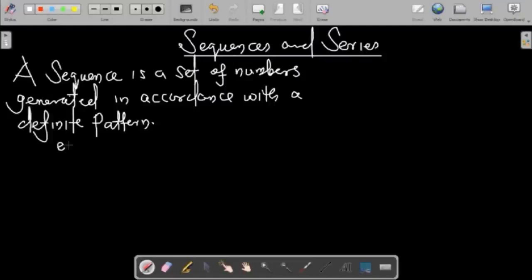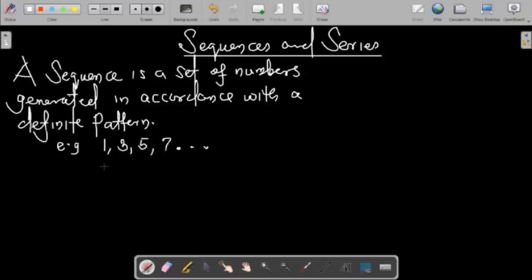So let me just give a typical example, like if we have 1, we have 3, we have 5, we have 7, and so on. You can see the difference between these numbers is just 2. So if I add 2 to 1, I will have 3, 3 plus 2, I have 5, 5 plus 2, I have 7, and so on.